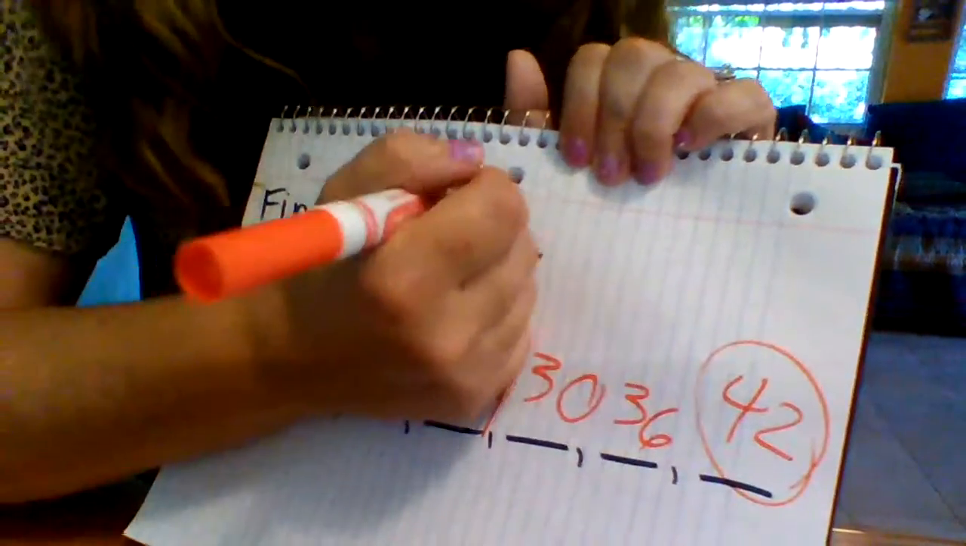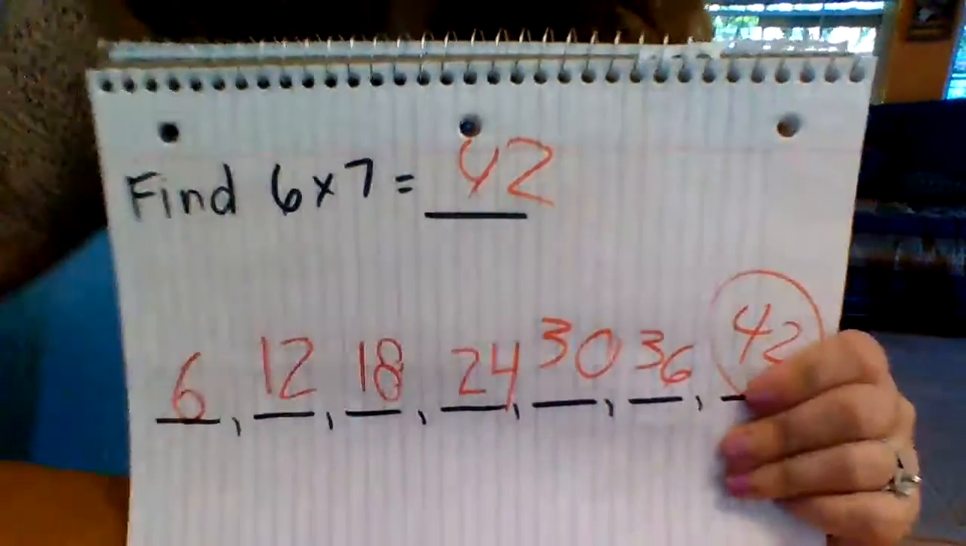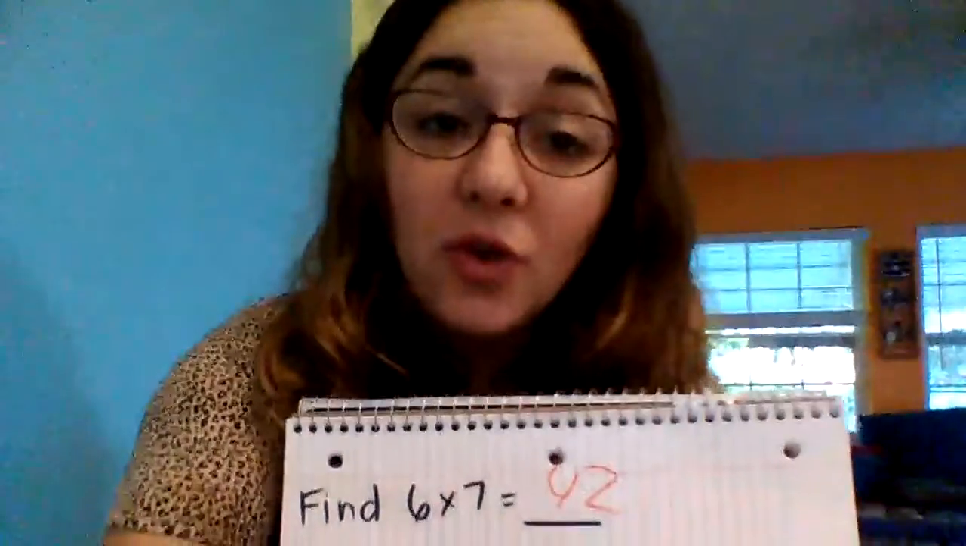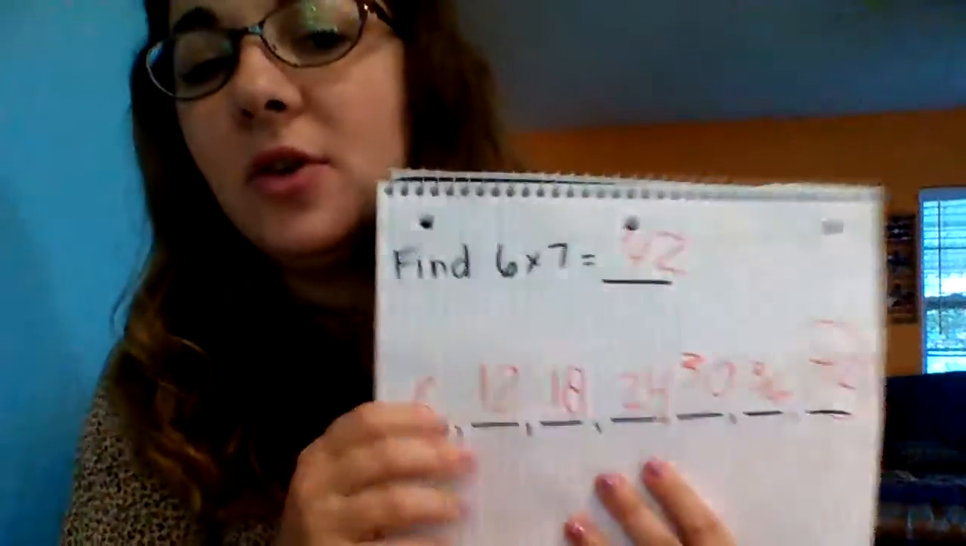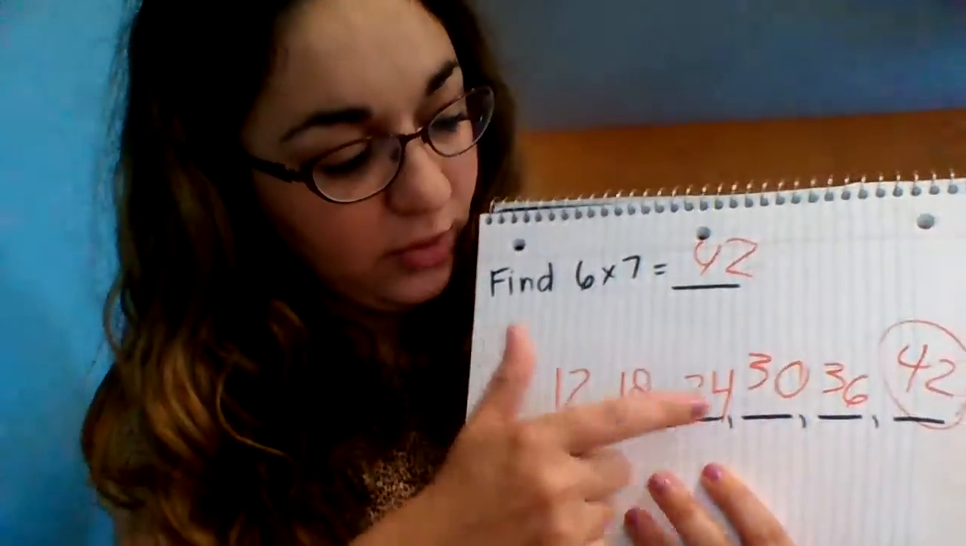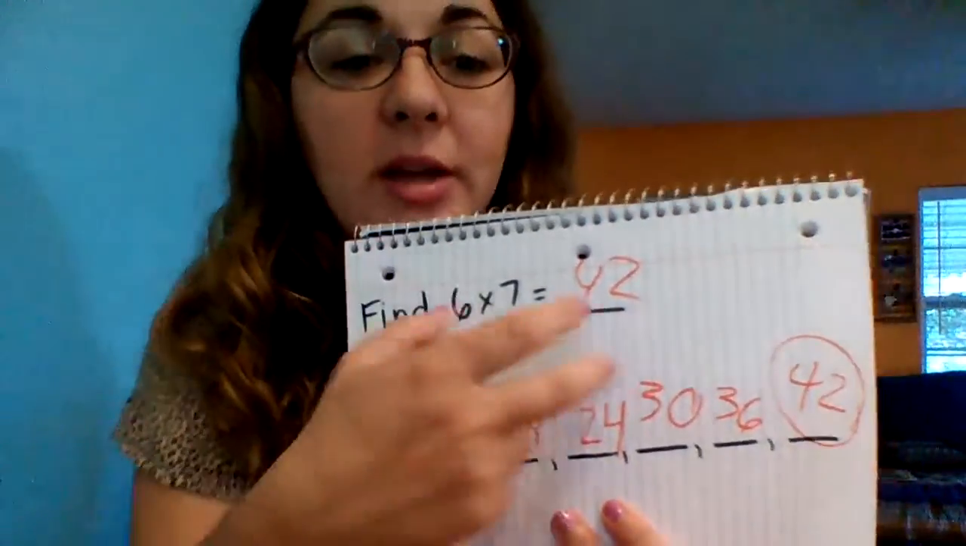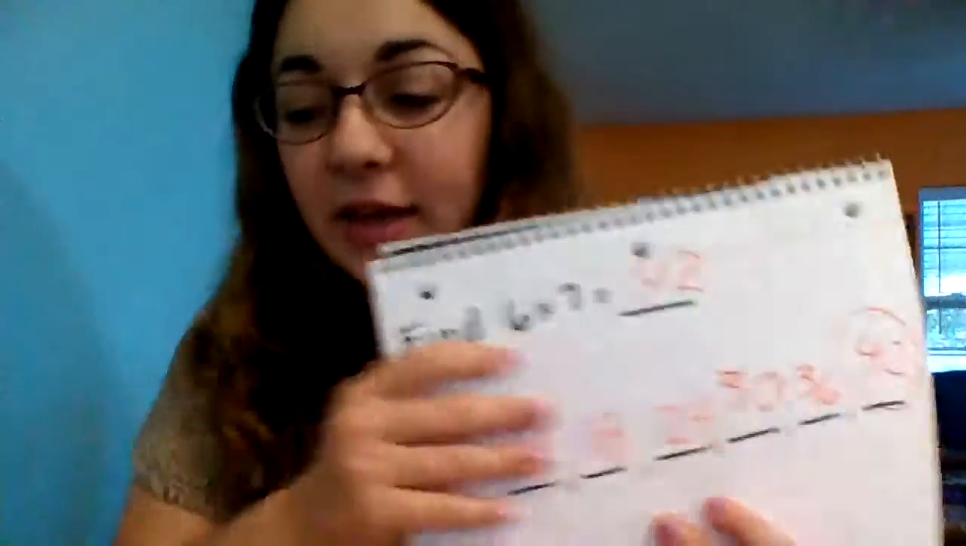Boom, that's your answer. 6 times 7 is 42, and we found it without having to draw a picture, right? All I had to do was skip count by 6s 7 times. So I drew 7 lines, 1, 2, 3, 4, 5, 6, 7, and then I put one beautiful number on each line, and I used my fingers to add.